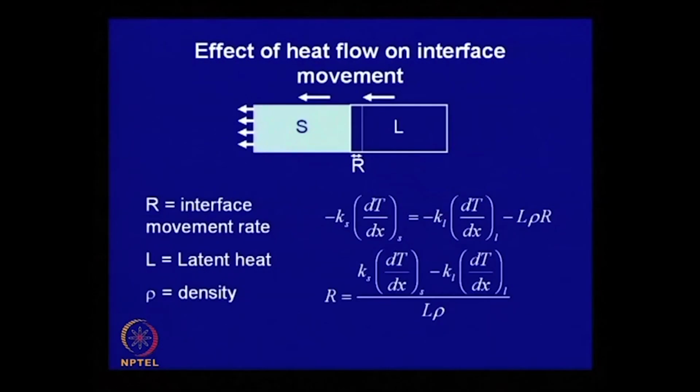Now, in essence, the heat flow has an important effect on the interface movement, which is represented here. This is the heat conduction through the solid, this is the conduction through the liquid, and this is the latent heat that comes out when solidification takes place. Rho is the density and R is the rate at which this interface moves. Assuming this to be planar, this type of equation can be set up, and we will build upon it. We will see how this affects the evolution of structure during solidification in the next class.